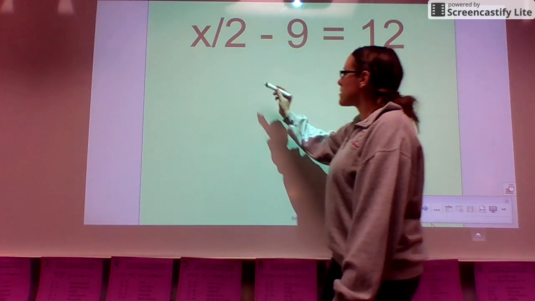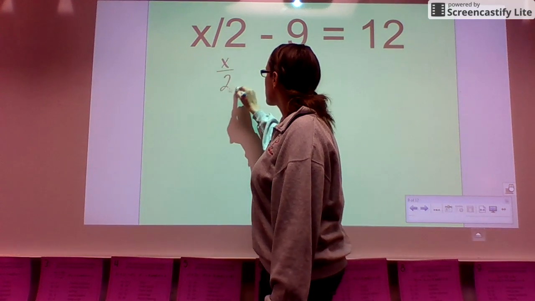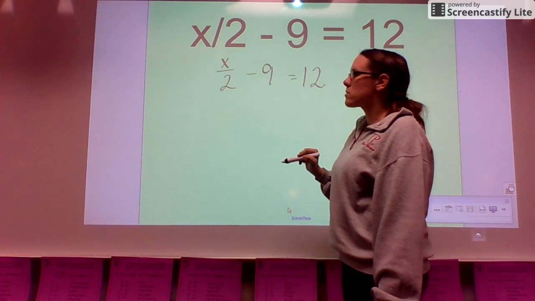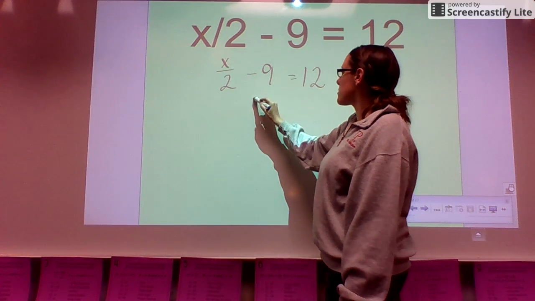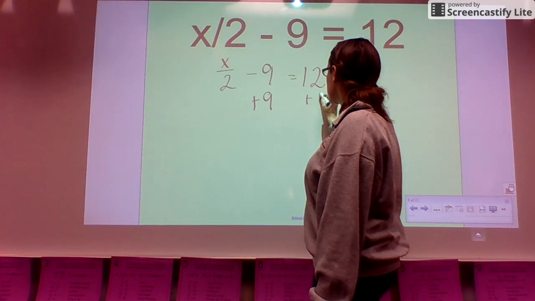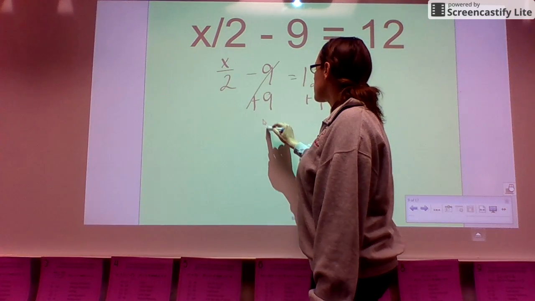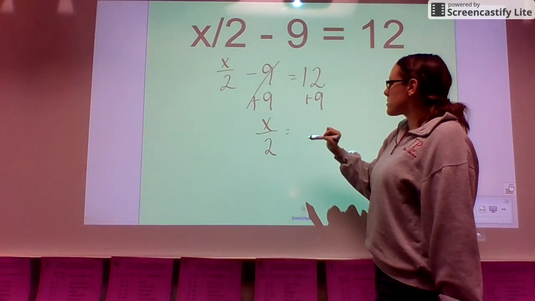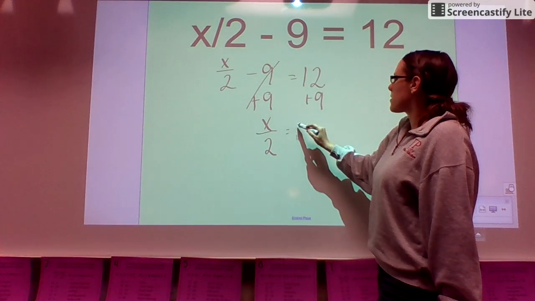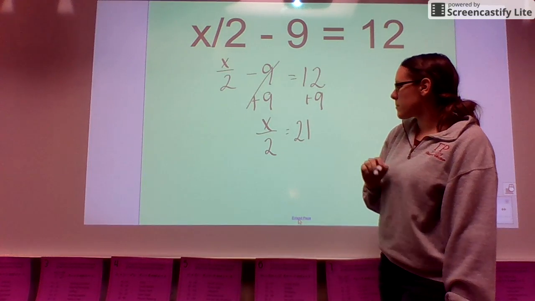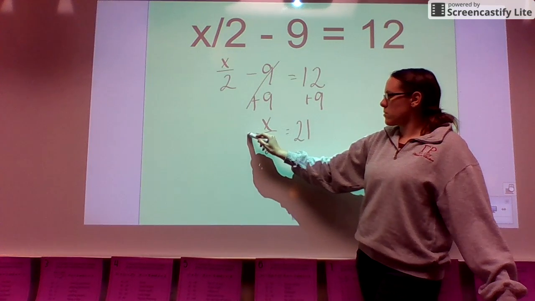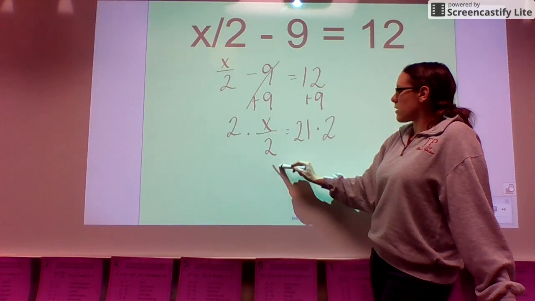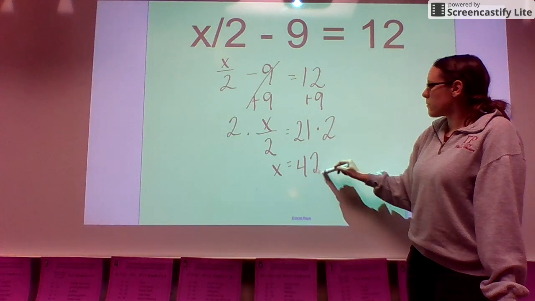Here we have x divided by 2. I'm going to rewrite it. Minus 9 equals 12. Okay, so again, I get rid of my constant first, so I'm going to add 9 to both sides. That cancels out, so x divided by 2 is equal to 12 plus 9, excuse me, it's 21. Okay, then my last step is going to be to multiply, and x is going to be equal to 42.